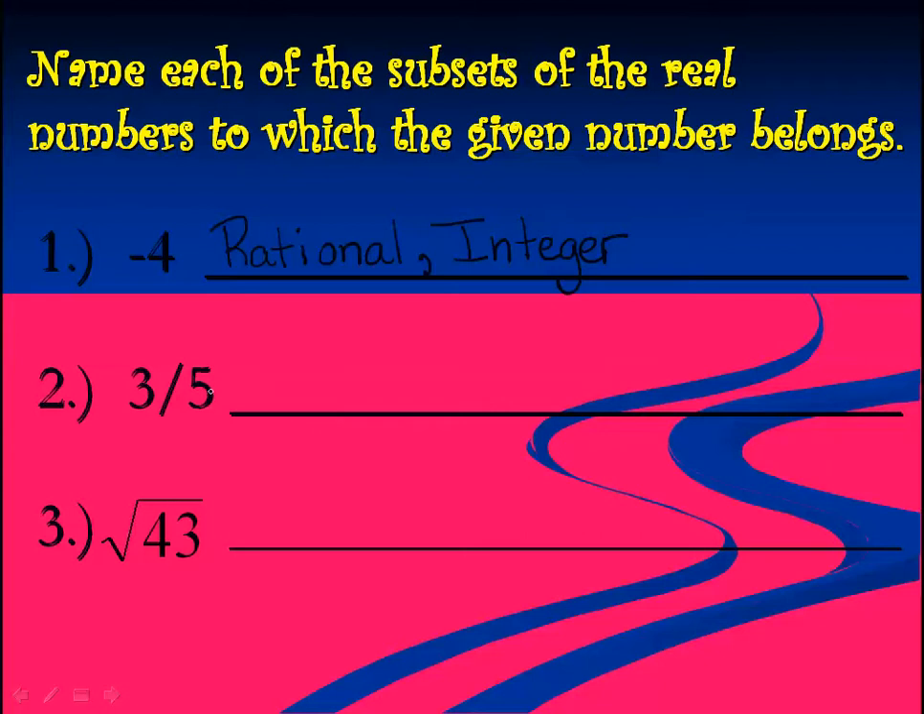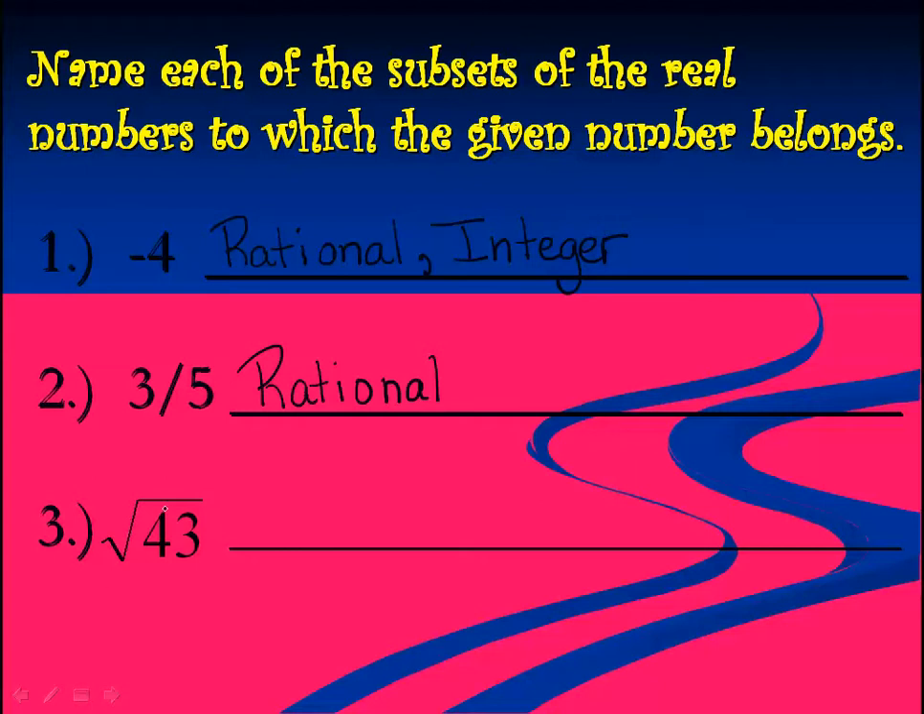3 over 5. Since 3 over 5 is a fraction, it is automatically a rational number. However, if we look at the other subsets, it doesn't belong in any of the others because 3 over 5 is not an integer, it's not a whole number, it's not a natural number. So that's the only subset that belongs.